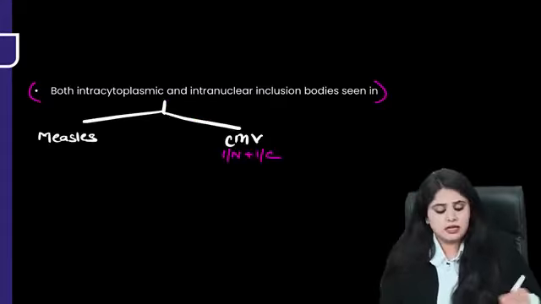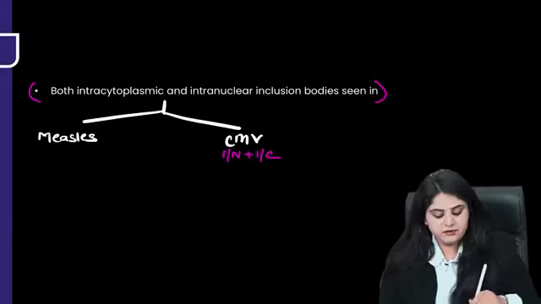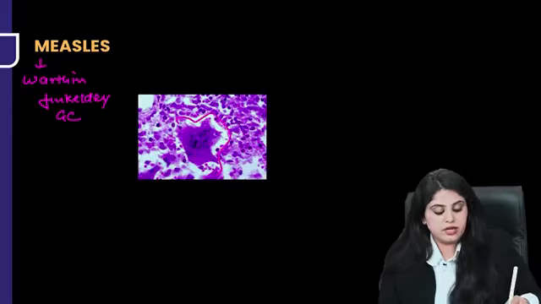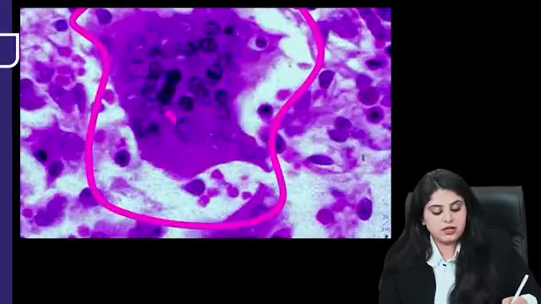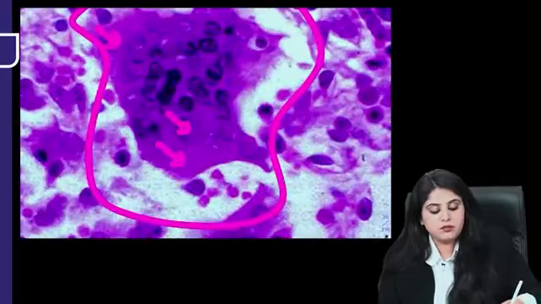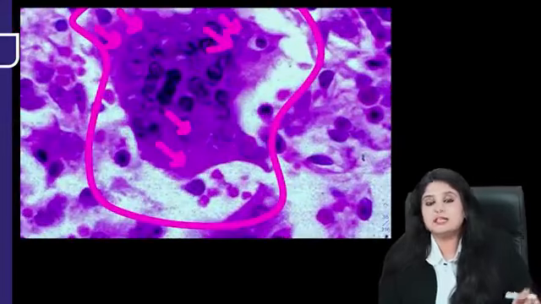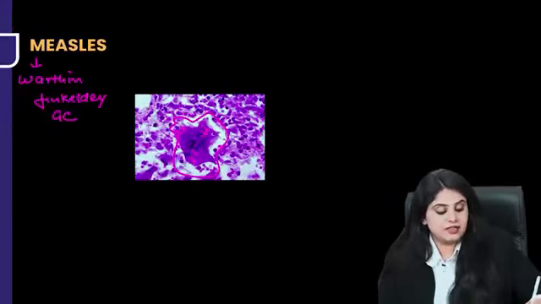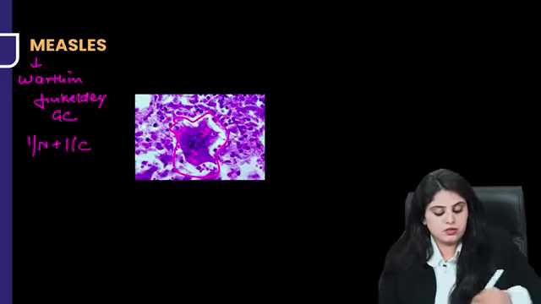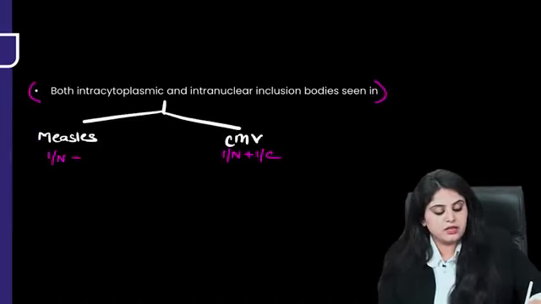What is measles? Come on, measles mein you know one giant cell from pathology. Measles mein kaun sa wala giant cell? We have learnt it is the Warthin-Finkeldey giant cells. If you look into this giant cell, you will again visualize there are lots of pink color dots that are present in the nucleus and in the cytoplasm. So it's going to show you intranuclear plus intracytoplasmic inclusion.